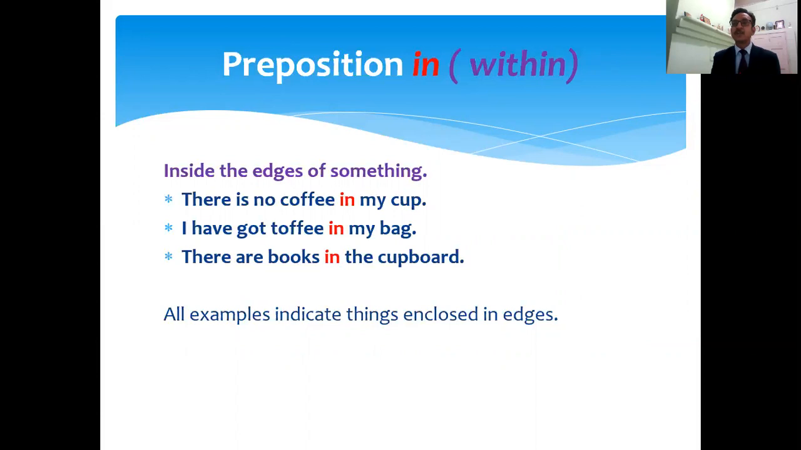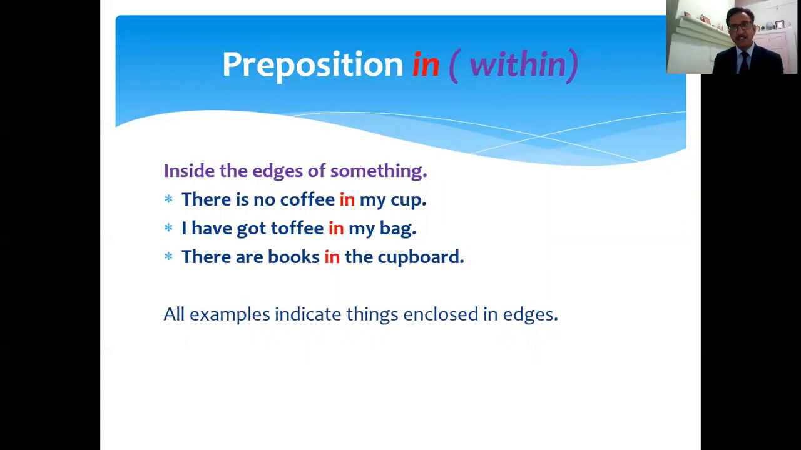It's easy to think about all the examples as being inside something because the edges are really clear. Here the edges are very, very clear. You can see inside them. There's a clear inside and an outside. You understand this? Take another example. I am in the car. The car has clear edges. I'm definitely inside the edges of the car.